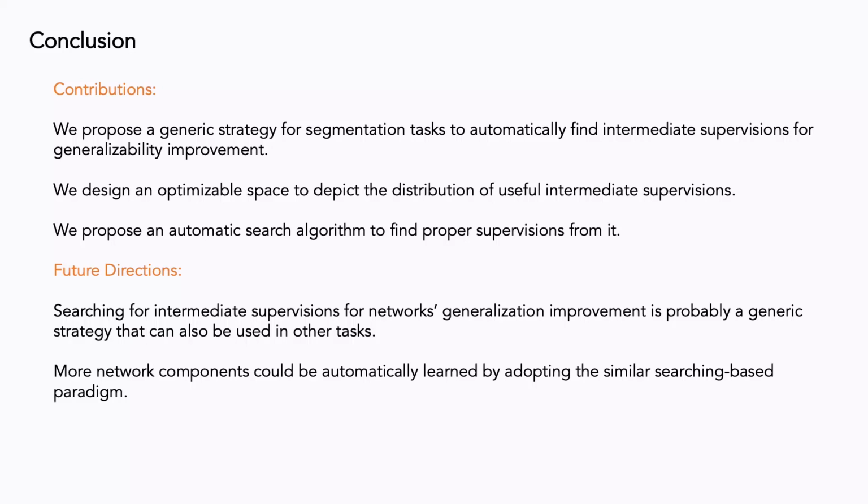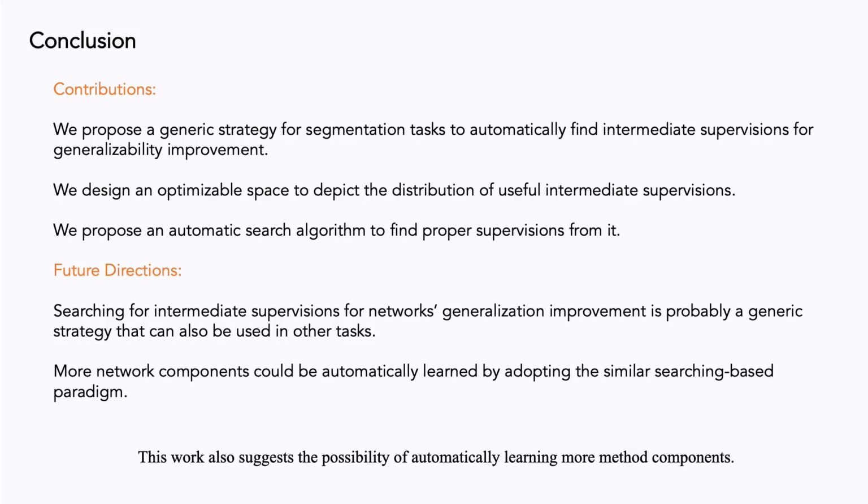We propose a generic strategy for segmentation tasks to automatically find intermediate supervisions for generalizability improvement. We design an optimizable space to depict the distribution of useful intermediate supervisions. We propose an automatic search algorithm to find proper supervisions from it. This work also suggests the possibility of automatically learning more method components.